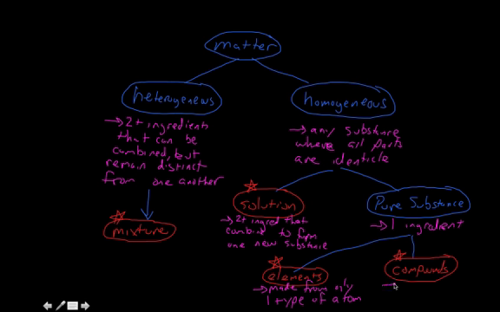So let's define that really quickly. Compounds are made from two or more types of atoms that are chemically bonded together. I ran out of space there, but we made it. Two or more types of atoms that are chemically bonded together.